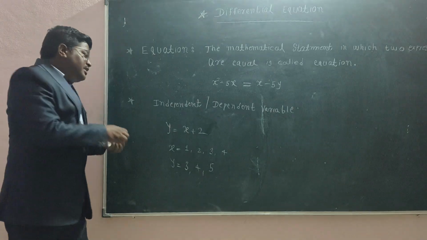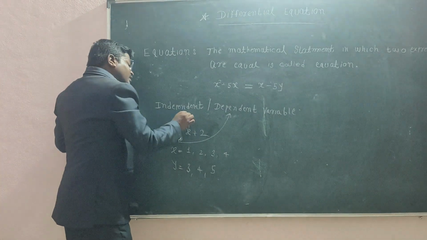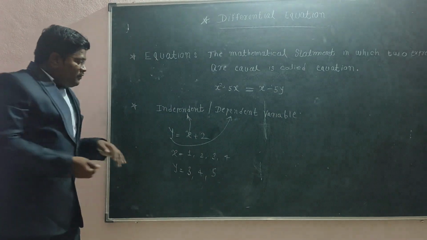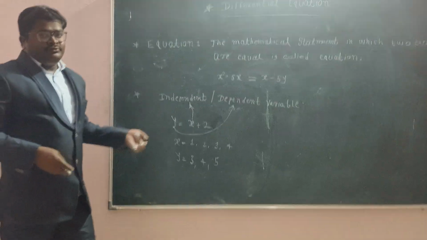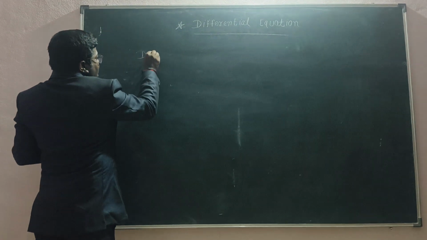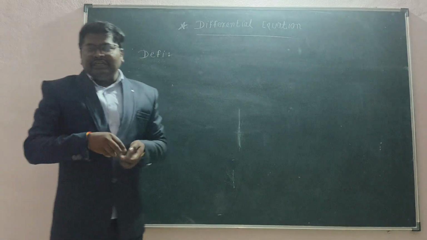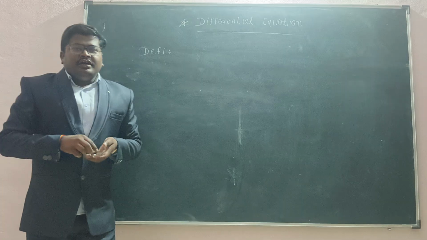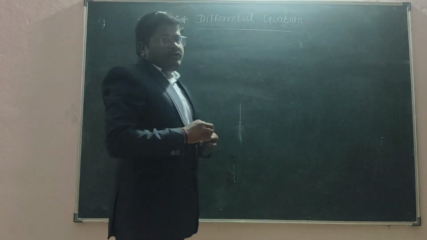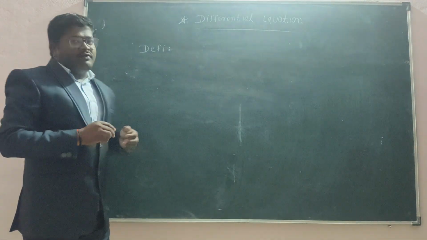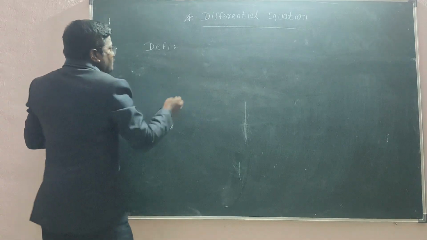So y is a dependent variable, and x is an independent variable, because the value of y depends on x. Now this is the definition of differential equation. What is a differential equation? An equation containing a dependent variable, an independent variable, and the derivative of the dependent variable with respect to the independent variable is called a differential equation.